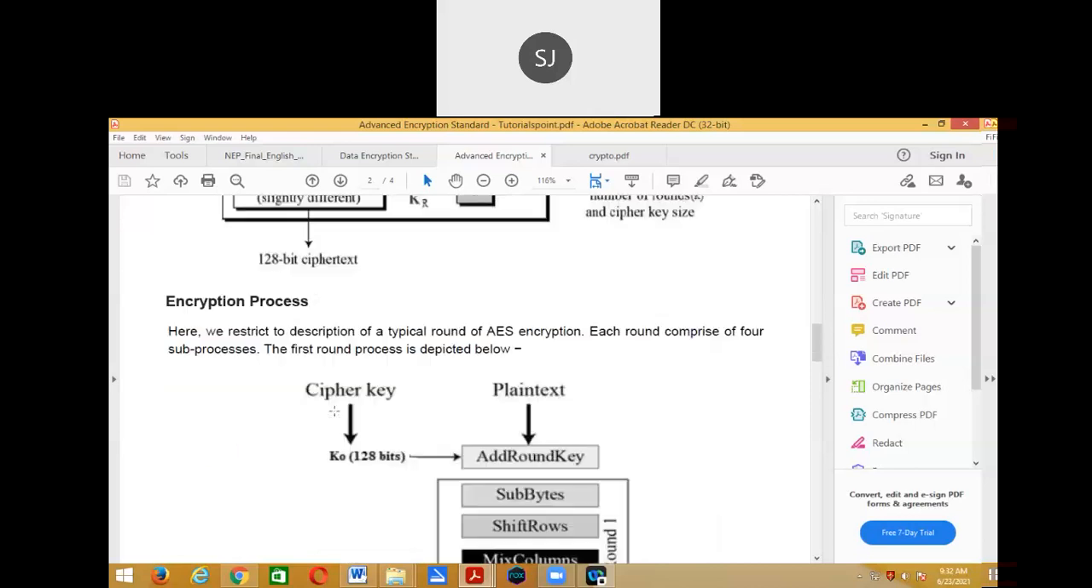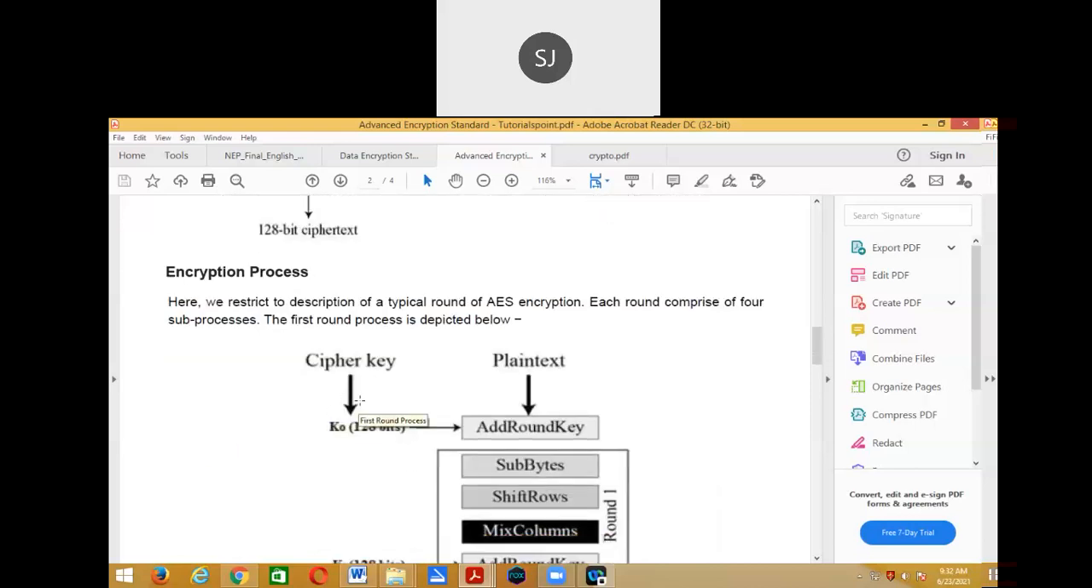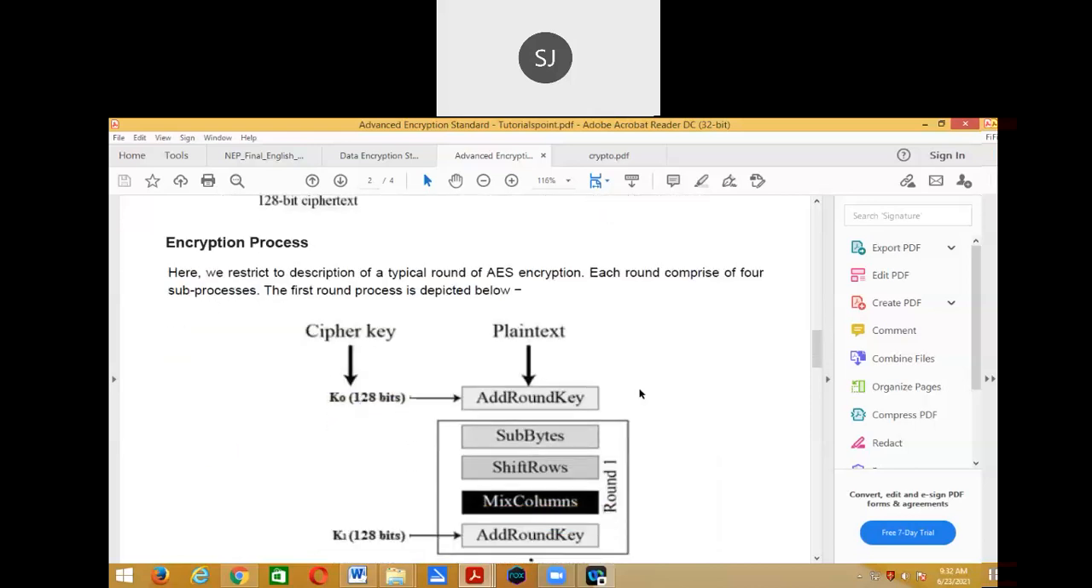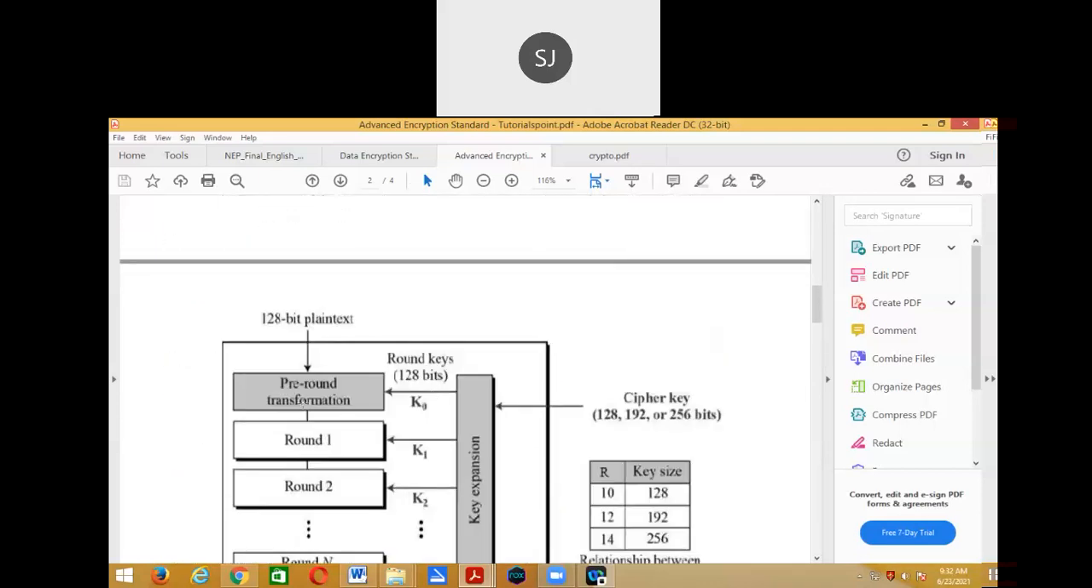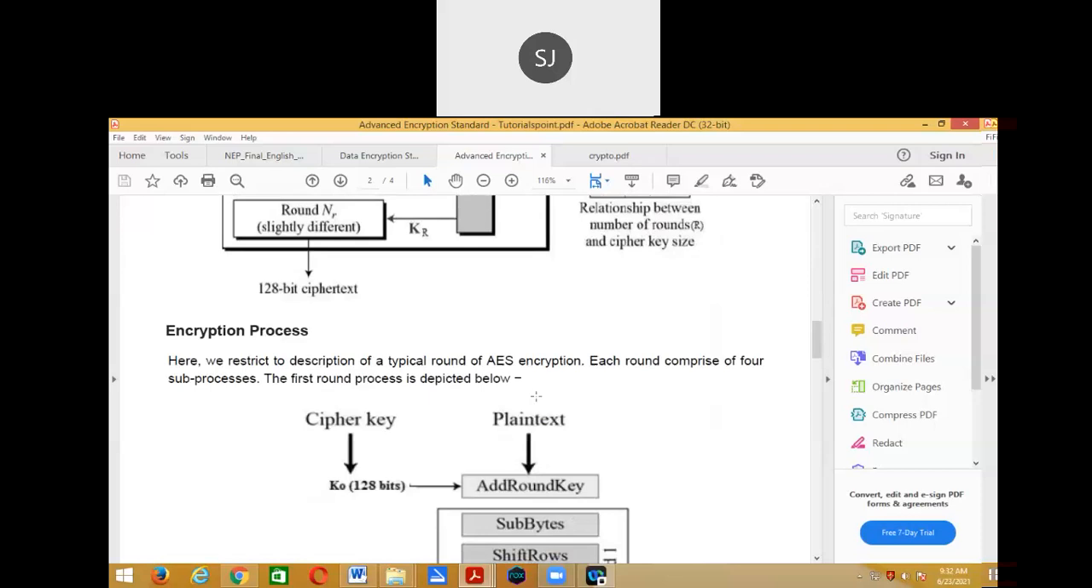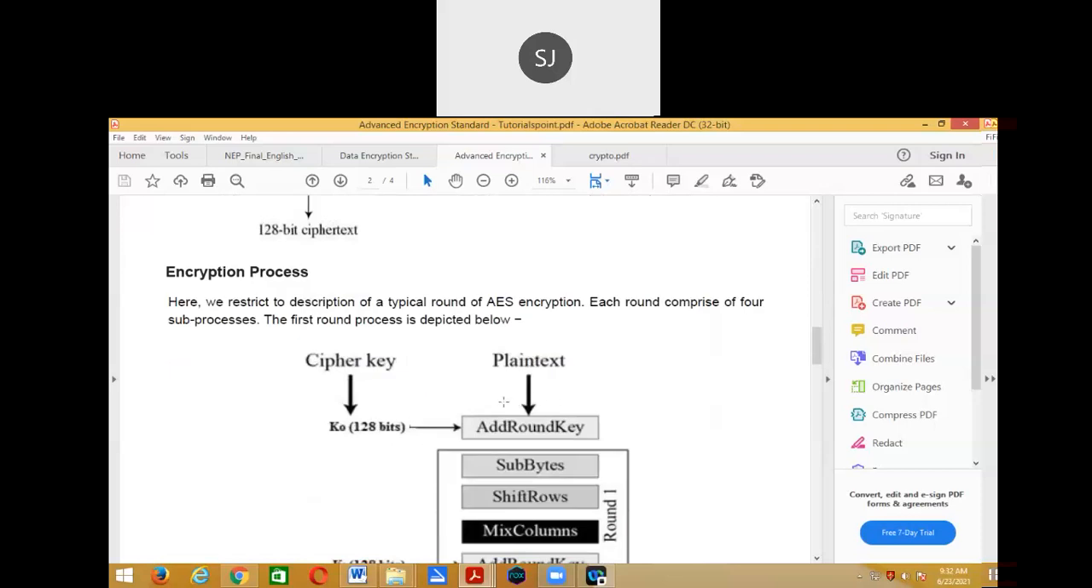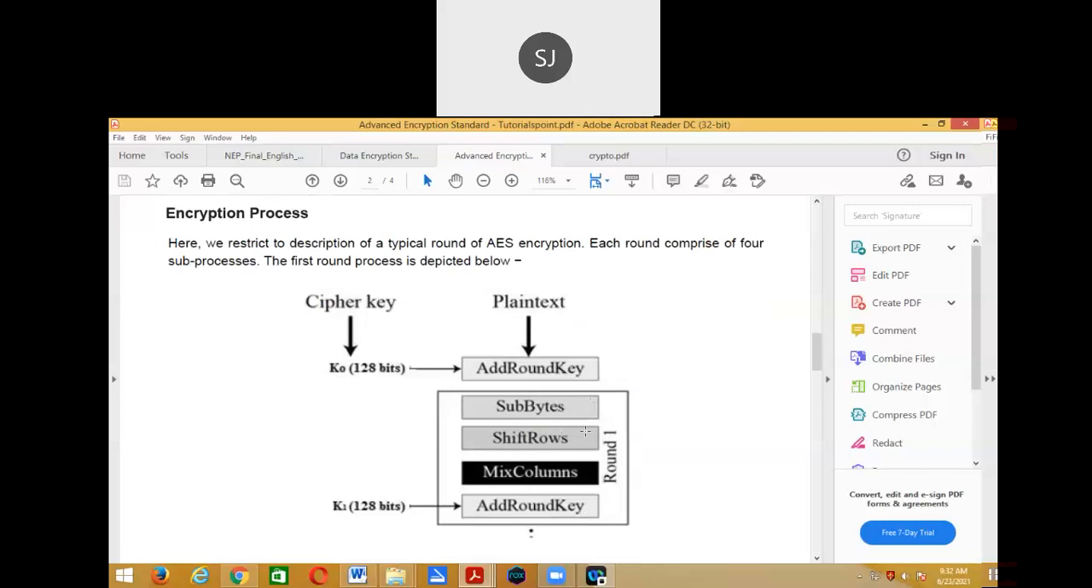Now what happens inside each and every round? It is given here, how encryption takes place. As you see here, round key K0 is applied. The 128-bit key is applied, so the round key is generated. Now this plain text is taken, and for the plain text we add the round key. So then what happens inside each and every box?